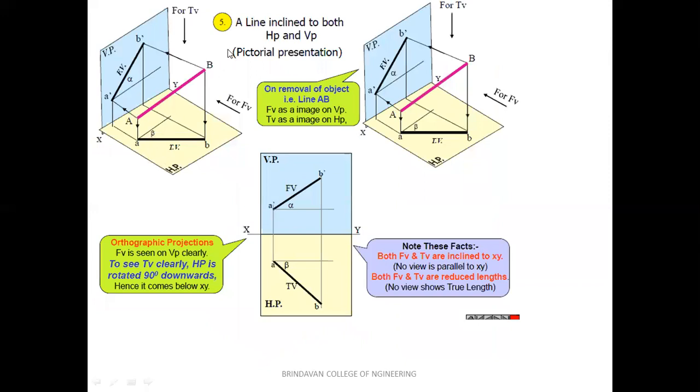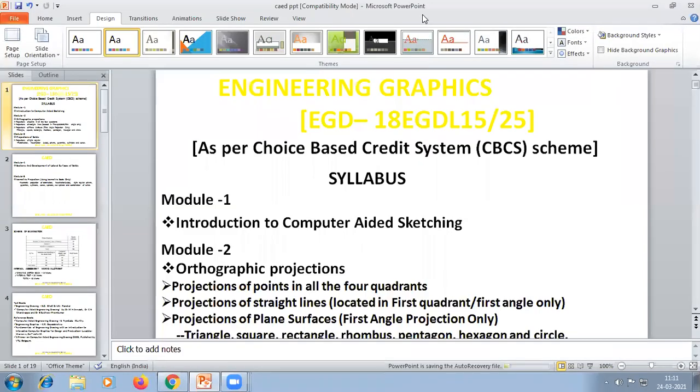Now the fifth concept, line inclined to both HP and VP. You see in this problem, the line has been inclined to both the HP plane and the VP plane. So this is the actual concept here. You can see the practical notation of this in the sketch. Okay, so this completes the basic concept.